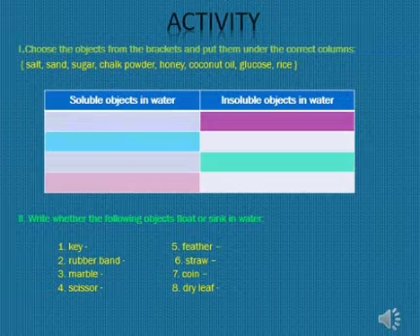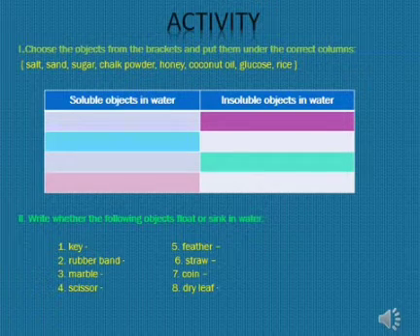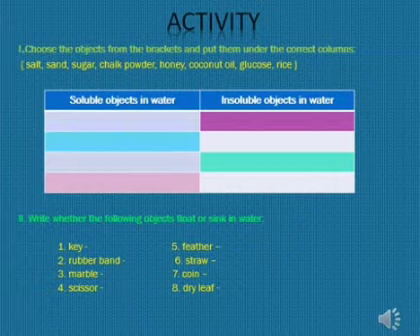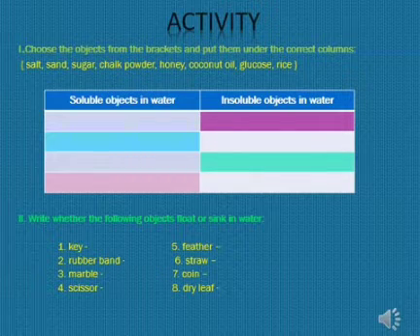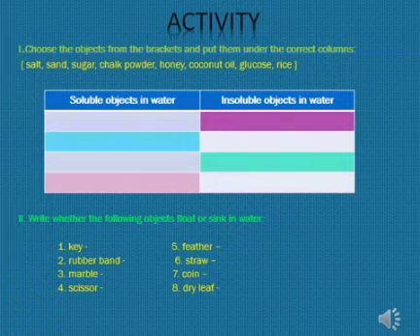Next main, write whether the following objects float or sink in water. Key, rubber band, marble, scissor, feather, straw, coin and dry leaf. So you must tell whether these objects float or sink in water. Think of the answers. We will discuss the answers later.